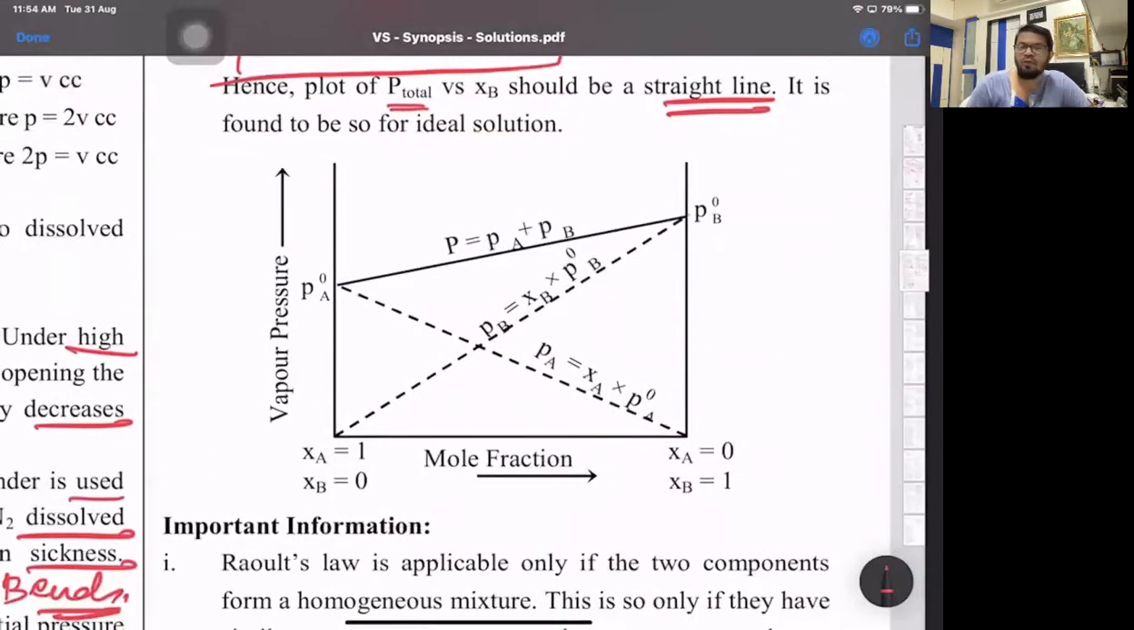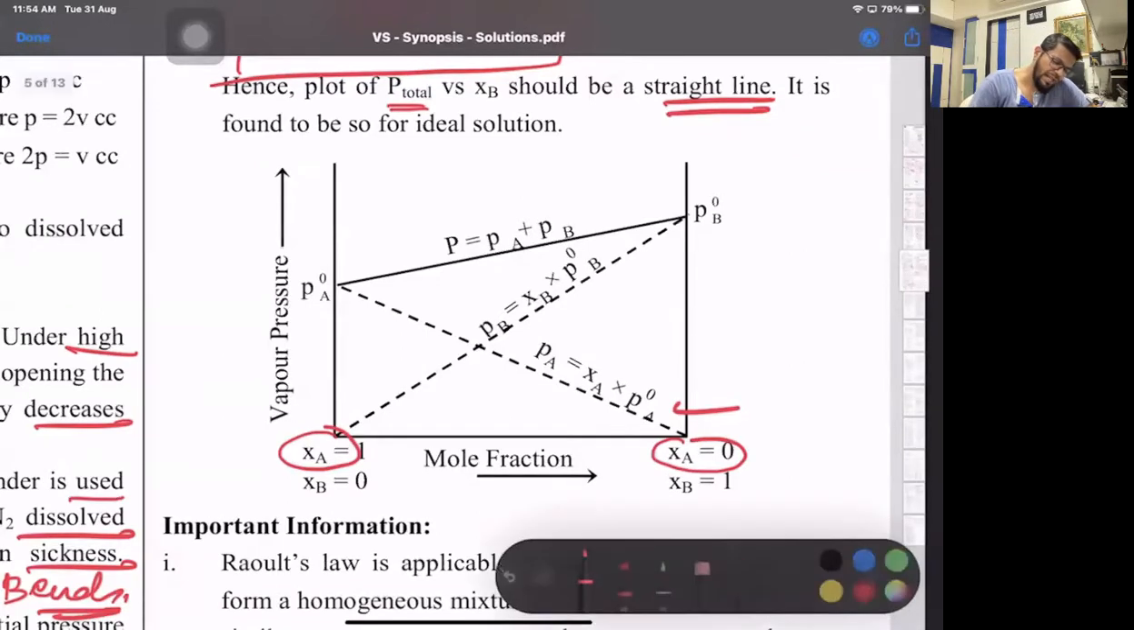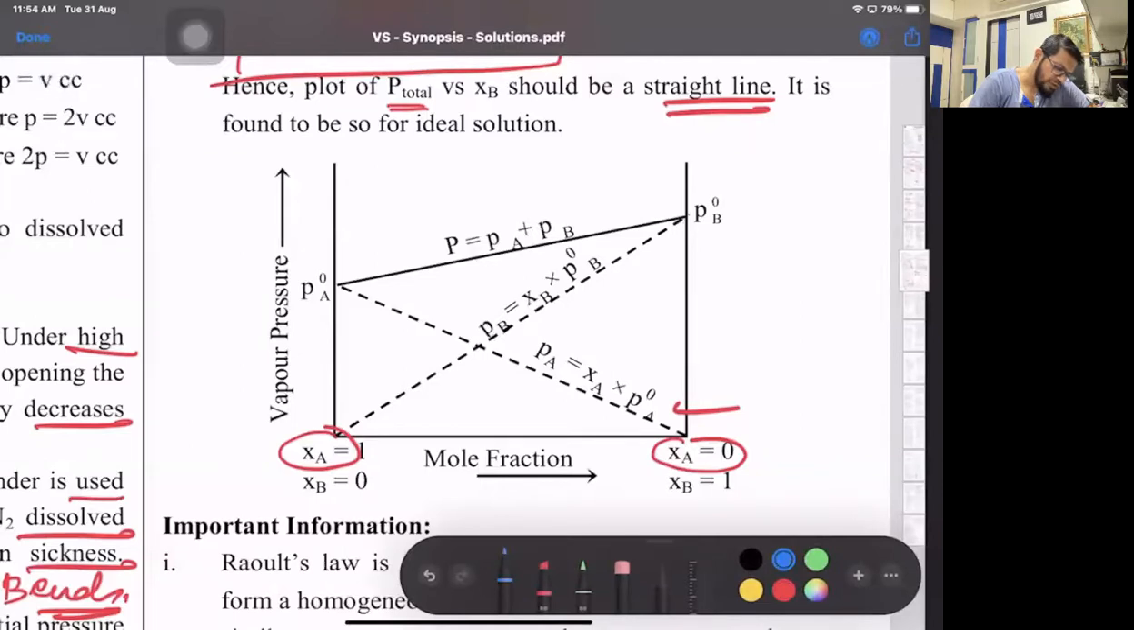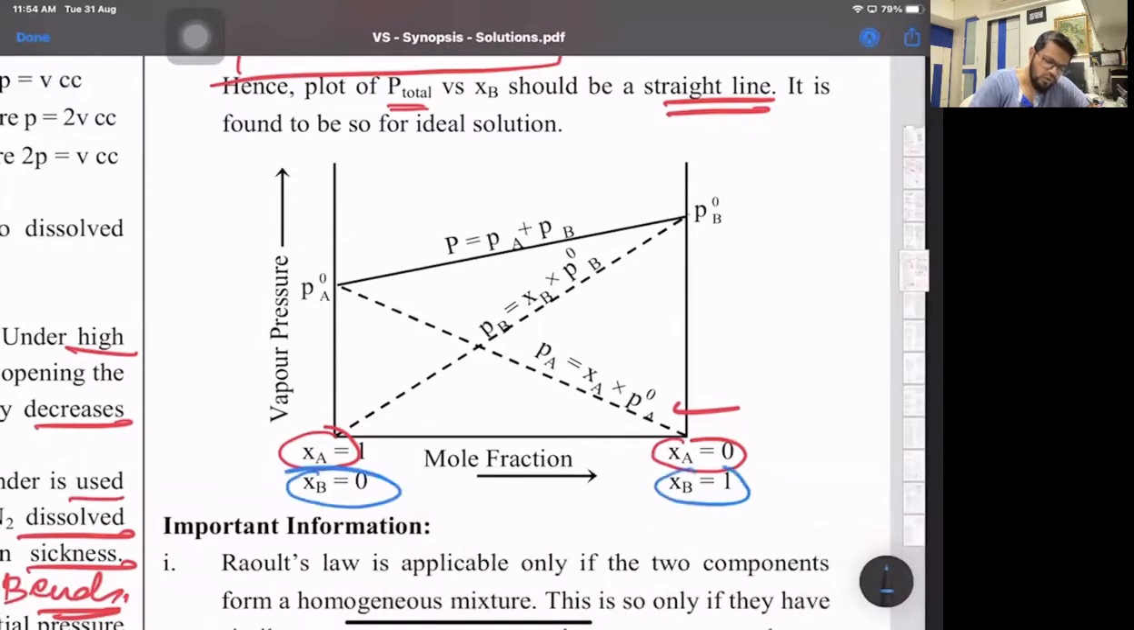Look at that carefully. When I plot vapor pressure with mole fraction, initially we just have one component. So XA starts from 0 and goes till 1. P of A is P naught A into XA. Same way for XB, when I start with the mole fraction of the second component from 0 to 1, PB is P naught B into XB. The intercepts formed are P naught A and P naught B. And that's the total pressure, that is vapor pressure of A plus vapor pressure of B.